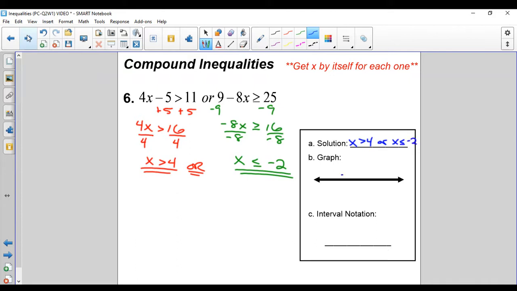So we have our 2 points. We have negative 2 being a filled in circle, 4 being an open circle. Just read each one individually. I want an answer of x is greater than 4. So I want to go to the right from 4, or I want one that's less than negative 2. So I want to the left as well. These are typically outside.